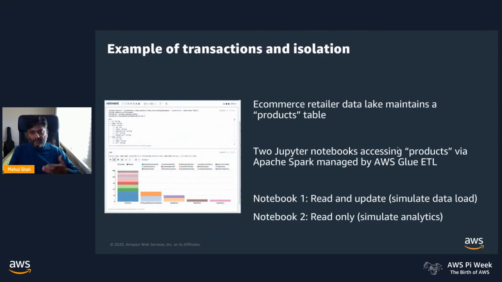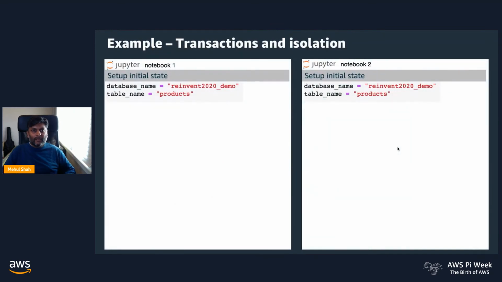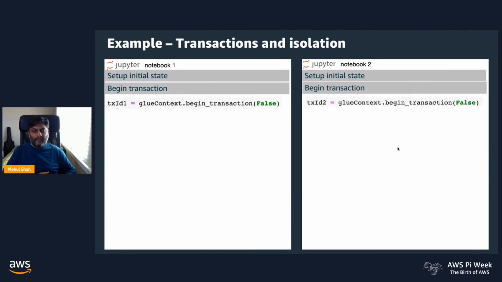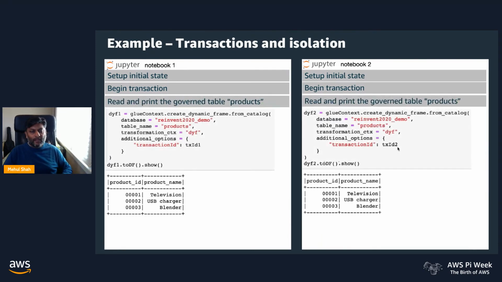Let's take a look at what it actually looks like to use a transaction. What we're going to do is run 2 notebooks. They're going to be running over an Apache Spark cluster that's using Lake Formation transactions behind the scenes. One of them is going to be doing updates, and the other one is going to be doing reads. Okay. Let's set up the transactions here. We're just setting up the data structures here. We're going to start a transaction on both sides, notebook 1 on the left, notebook 2 on the right. And we're going to actually read the tables here. And what you'll see is both of these notebooks are seeing the same thing. They're just referencing the same table.